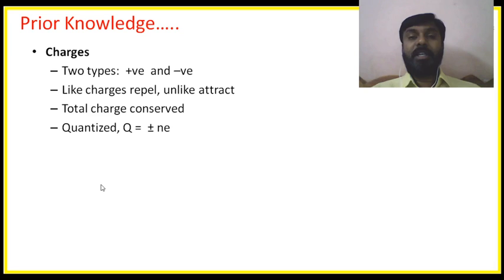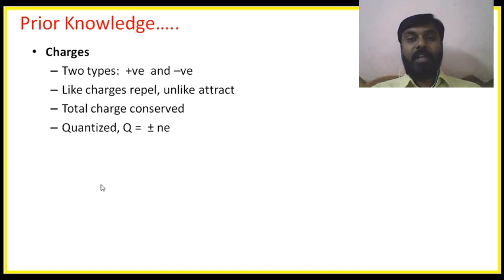Another property is quantization of electric charges. It means that the charge on any substance cannot take any value. Only the allowed values are integral multiples of the charge on the electron. We know that the charge on an electron, e, is equal to 1.6 into 10 to the power of minus 19 coulomb. Here the coulomb is the unit of electric charge.